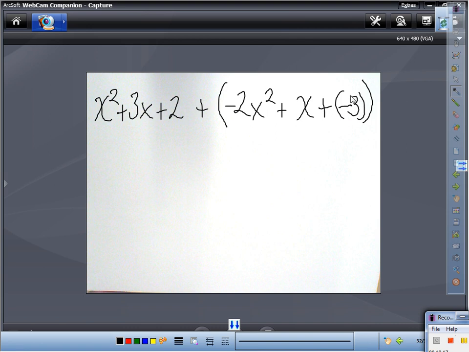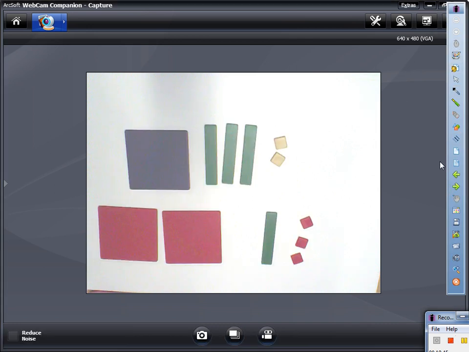Let's see if you have what I have. Look up to the screen. Negative 2x squared plus x plus negative 3. Are we there so far? Okay, so watch. This was the first one that we did. This is the second one. Look up, please.